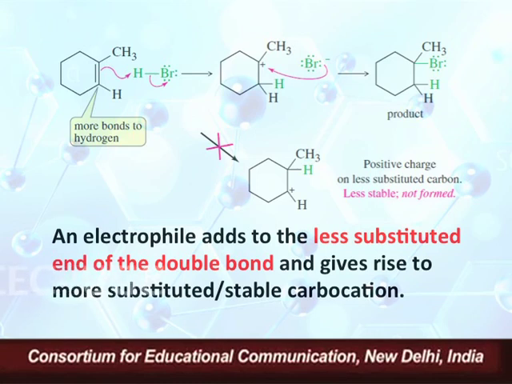So what we find is we get the product which is 2-bromo-2-methyl cyclohexane, rather than the product 1-bromo-2-methyl cyclohexane. So we can now again conclude that the electrophile adds to the less substituted end of the double bond, and which gives rise to a more stable carbocation.